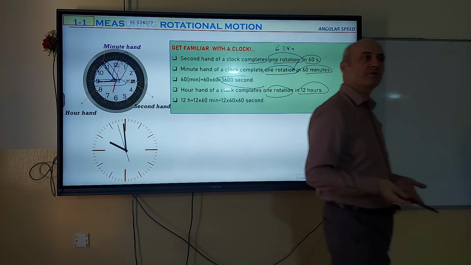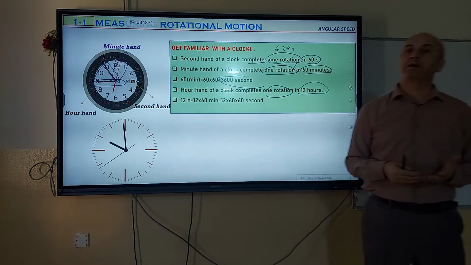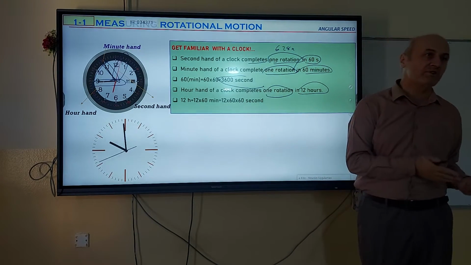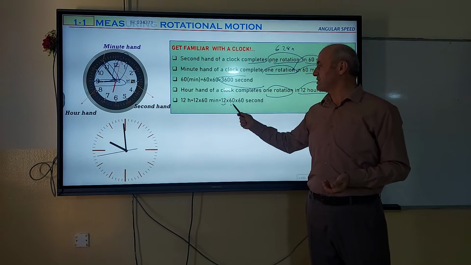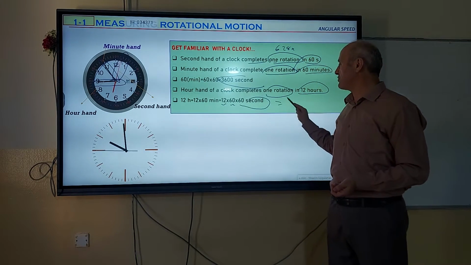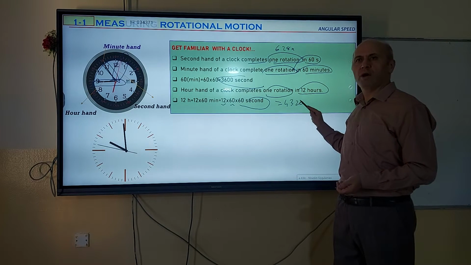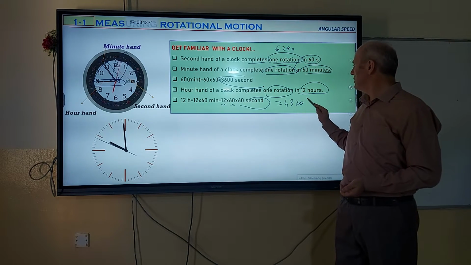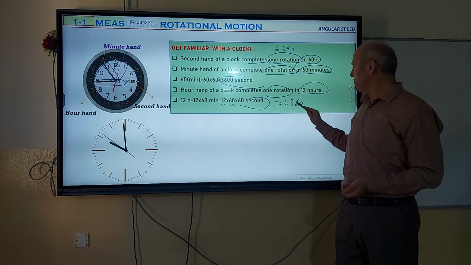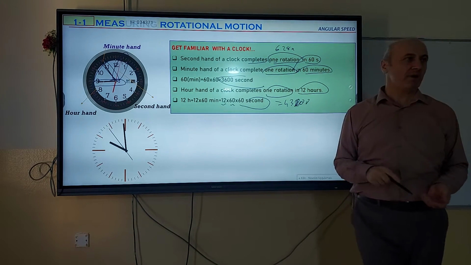The hour hand of the clock completes one rotation in 12 hours, from 1 to 12. So 12 hours converted to seconds: every 1 hour is 60 minutes, every 1 minute is 60 seconds. So 12 times 60 times 60 is going to be 43,200.